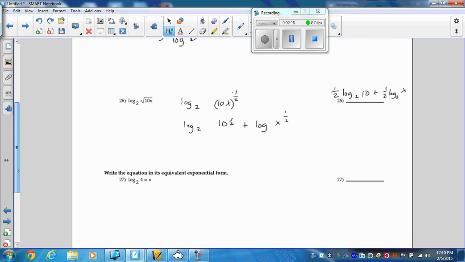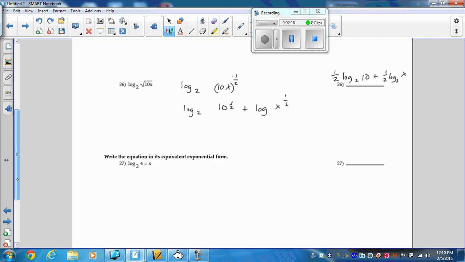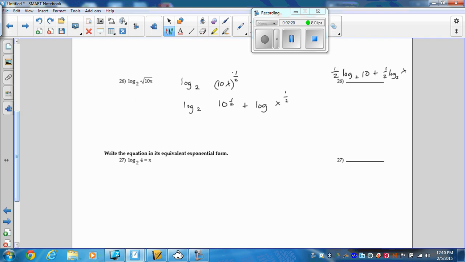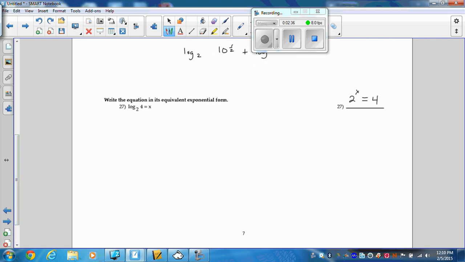Number 27. We're supposed to write this using its equivalent exponential form. So it really is as simple as using the base 2, the x becomes the exponent, and it is equal to 4. And you don't need to solve that or anything. You just really need to write it.